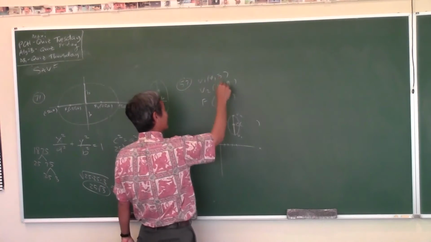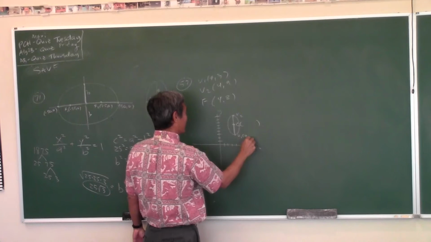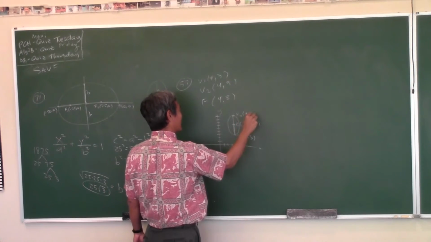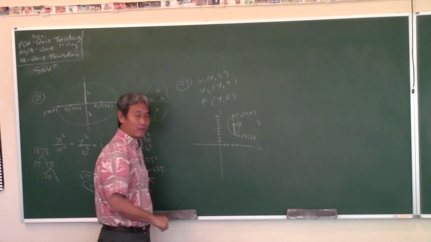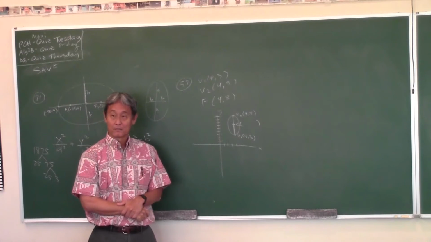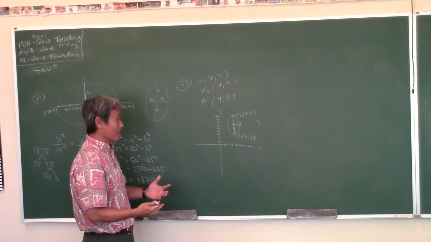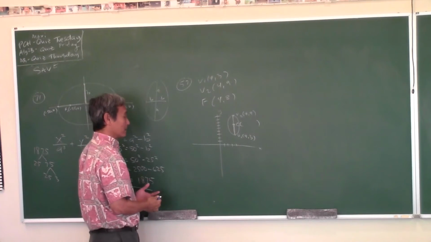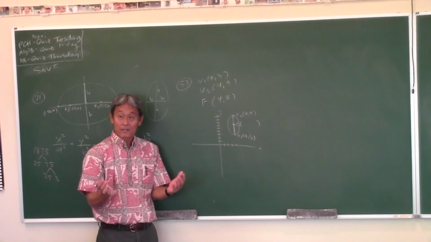So if these are the two vertices, (4, 3) and (4, 9), where would the center be? Wouldn't it be halfway in between? Yeah, so just use the midpoint formula. We remember the worksheet we did at the very beginning?